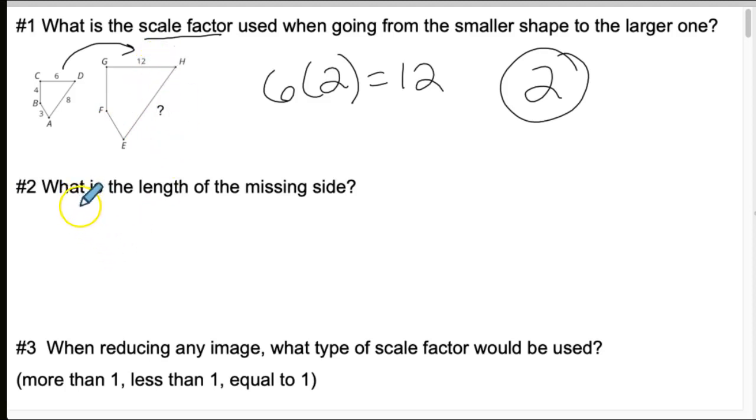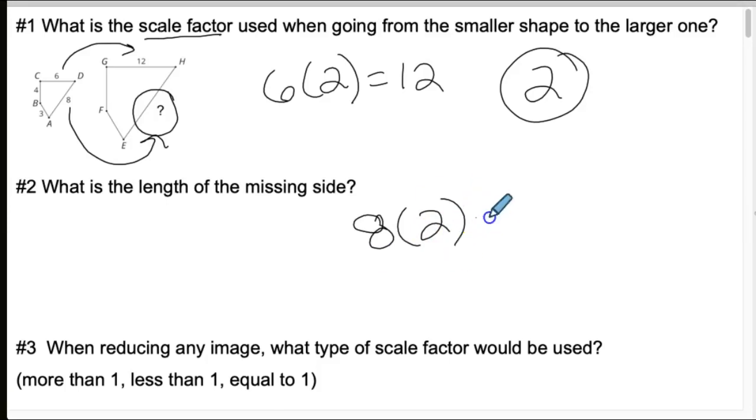Number 2 says, what is the missing length of the side? Or what is the length of the missing side? So what would this length be here? I know it corresponds to the 8, and we know our scale factor is 2. So 8 times 2 equals 16. That would be our answer for number 2.